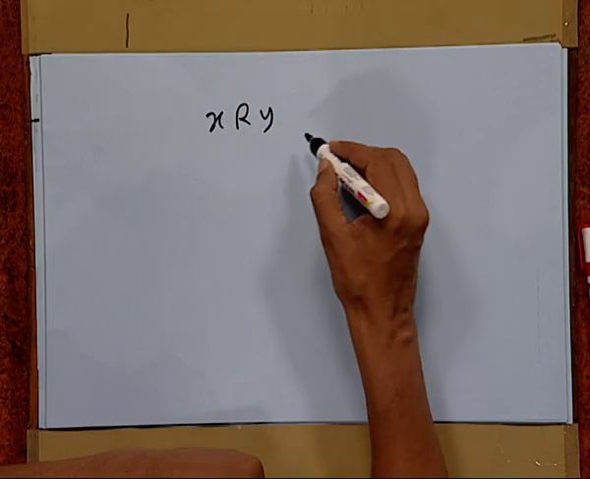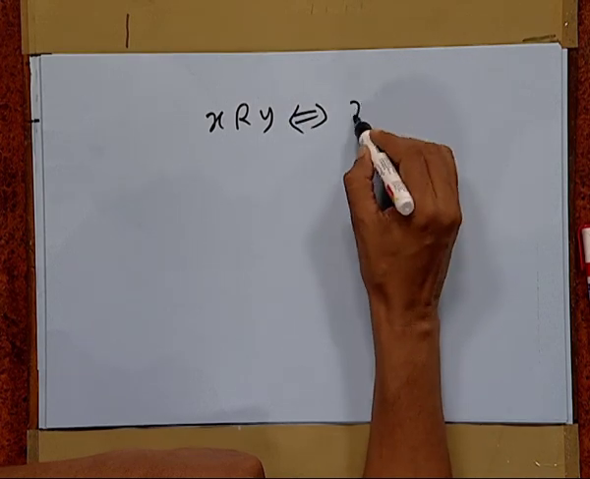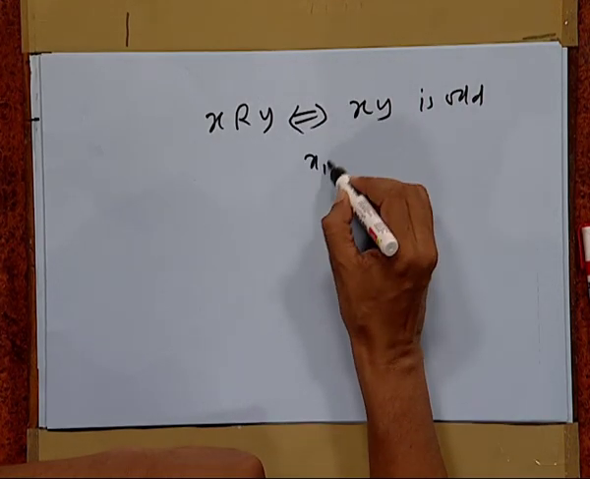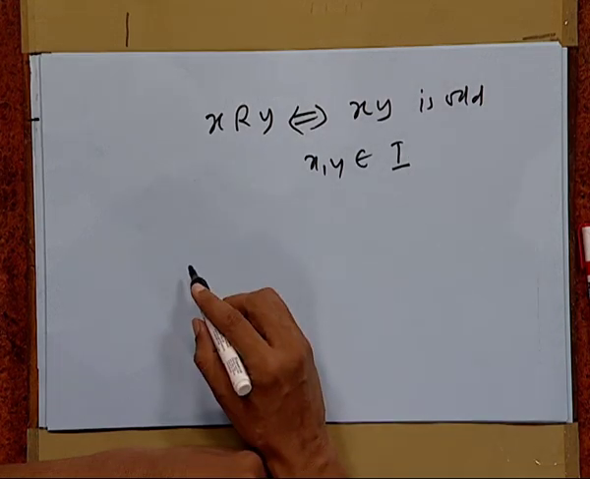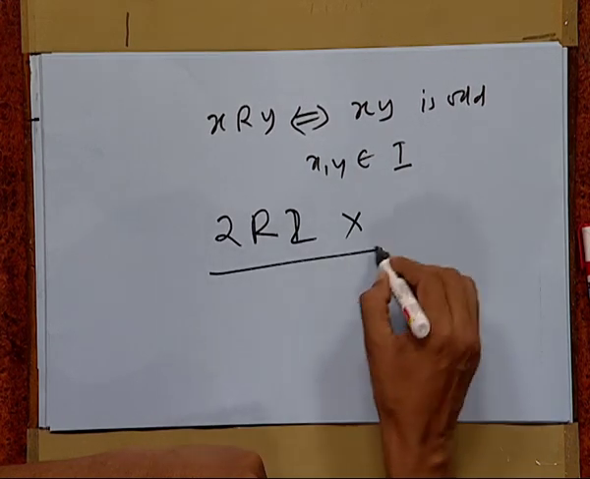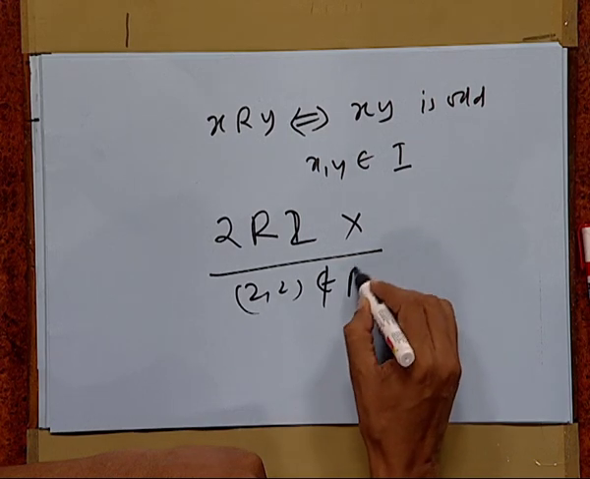Apparently, it seems that she is correct, but let us take an example. x R y means x y is odd, where x and y belong to integers. Now, this relation is certainly symmetric as well as transitive, but it is not reflexive because (2, 2) is not correct. That is, (2, 2) does not belong to R. In fact, no element other than an odd number is related to itself.